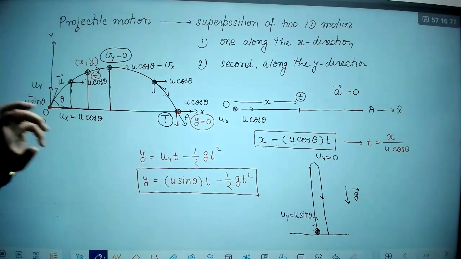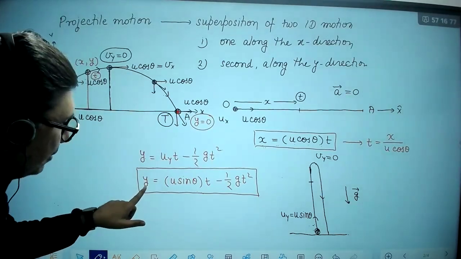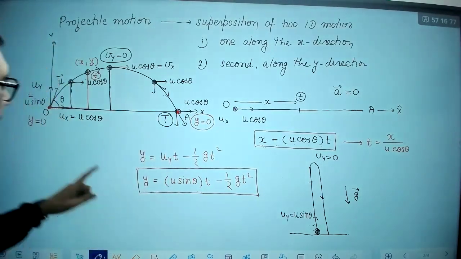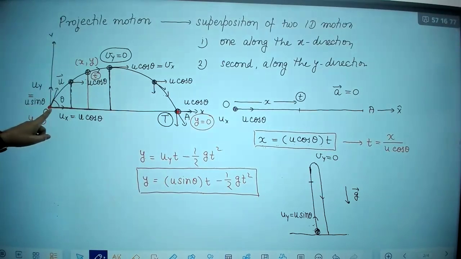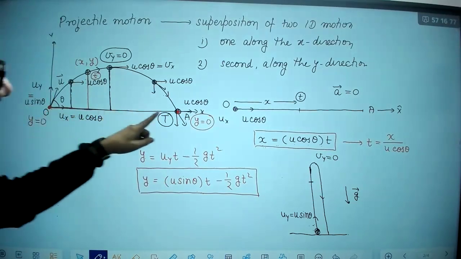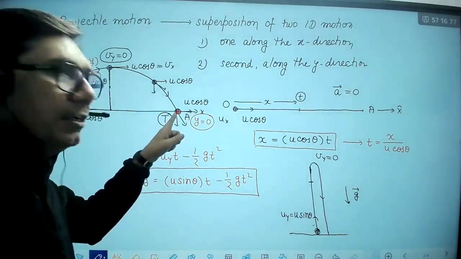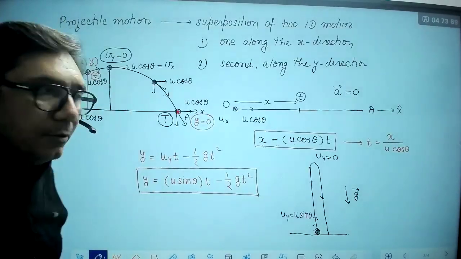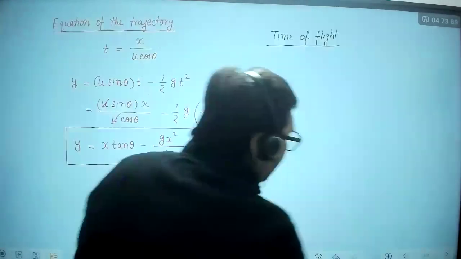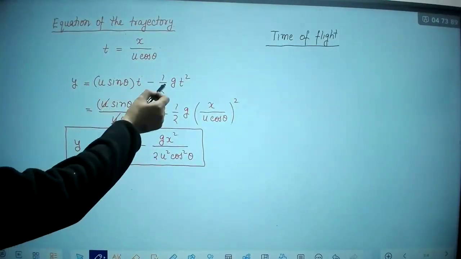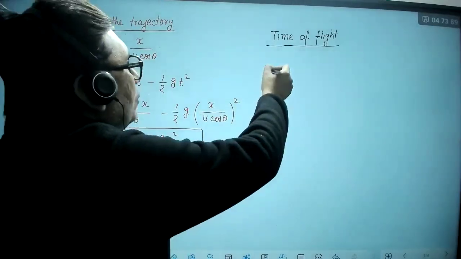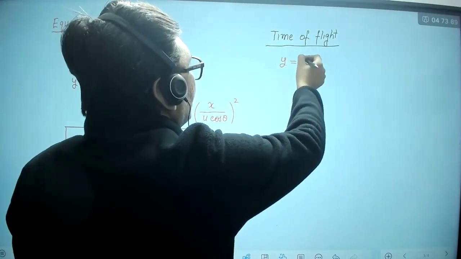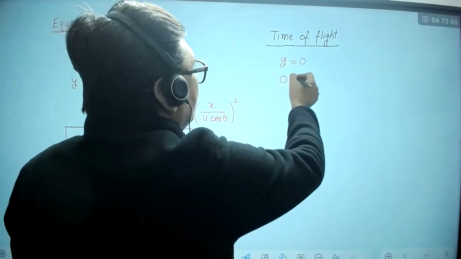If I substitute y equal to 0 here, I will get two values of time t. One will correspond to this point O from where we are launching the projectile. The second will correspond to the time when the projectile is hitting the ground. So simply place y equal to 0.